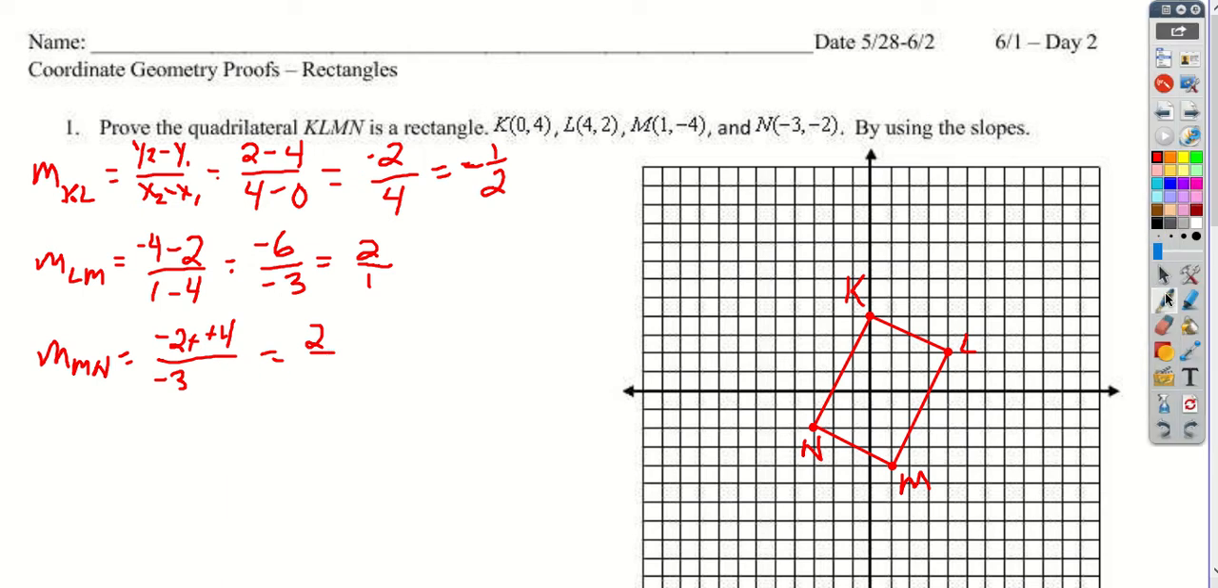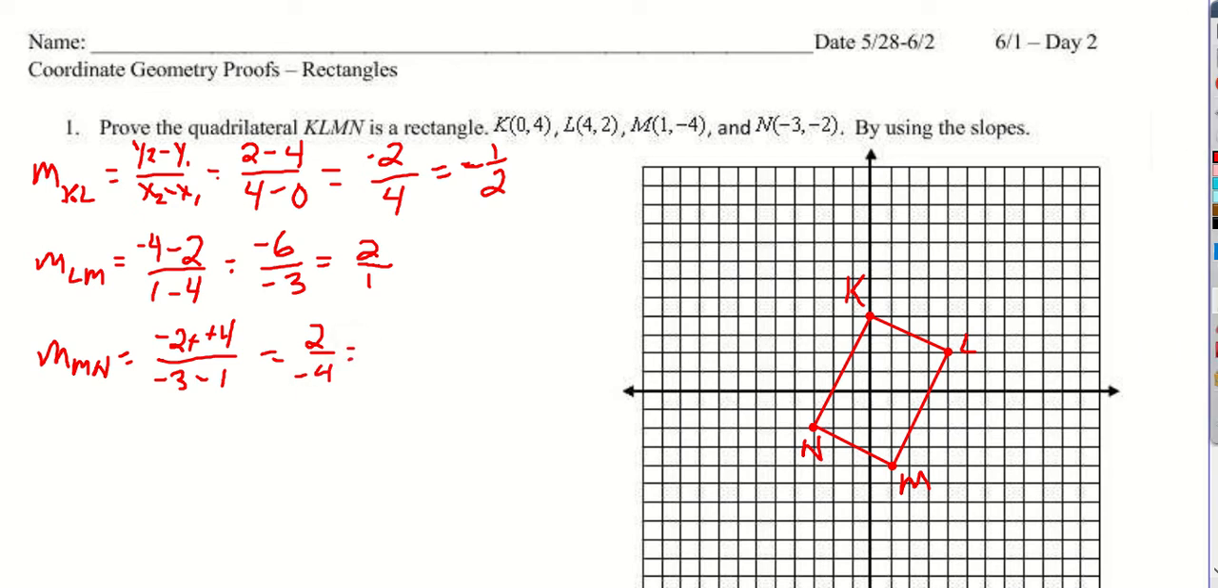Okay. So it's -3 minus 1, which is -4, and there's our -1/2. So you should know what the slopes are going to be. Make sure they come out that way. And then we're going to do the slope of, and now we're going to choose the first and the last point. So KN is the other line.